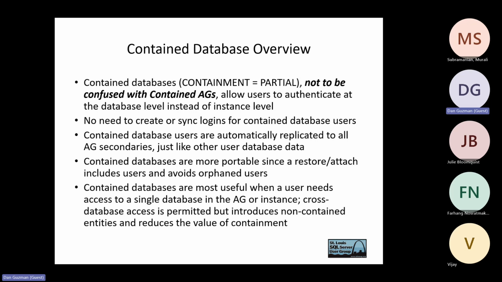Ideally, they're most useful if you have a use case where you have an application that only needs access to a single database. It doesn't work very well when you have an application that does cross database access and accesses other things on the instance, because then that application and the database aren't fully contained because you have a dependency on other things inside of the instance. So you don't get a whole lot of benefit with contained availability groups in that kind of scenario.